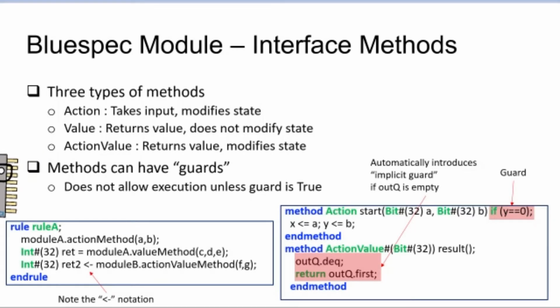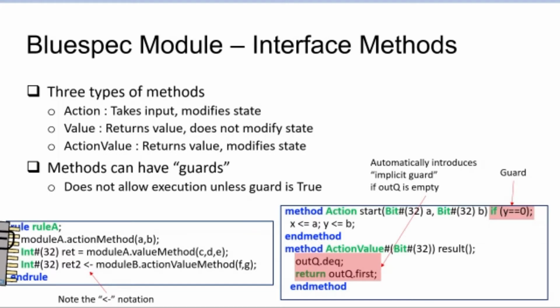Methods can also have guards. Like we talked about here, this one has an explicit guard, and this one has an implicit guard, which we talked about already. And of course, a guard does not allow execution. The rule that wants to call this method cannot fire at all. The whole thing cannot fire unless the guard of this method is true. This is fairly straightforward, the kind of stuff you expect.